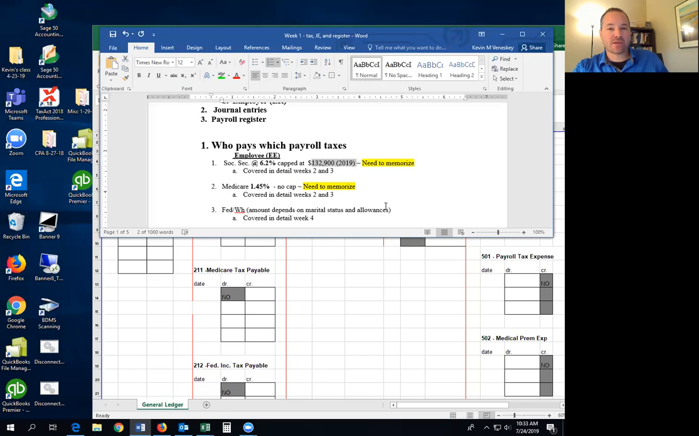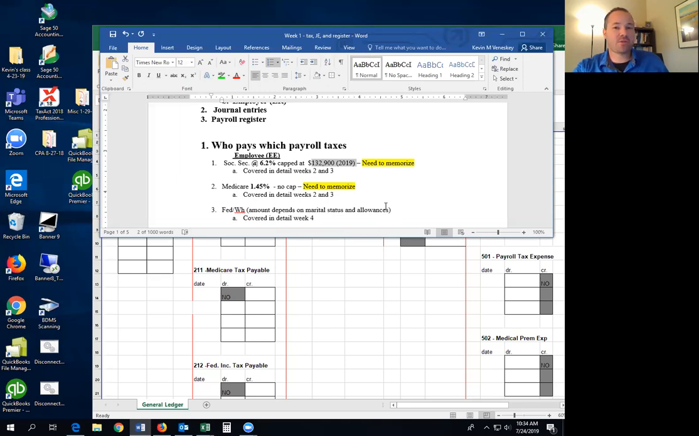So it's kind of a little bit of a break for the rich. It could be a huge break if you make millions of dollars. You only pay tax on the first $132,900. But for most of us, we pay tax on all of our wages all year long because we don't hit that cap of $132,900. We're going to see how that works when we get into week 2 and week 3.